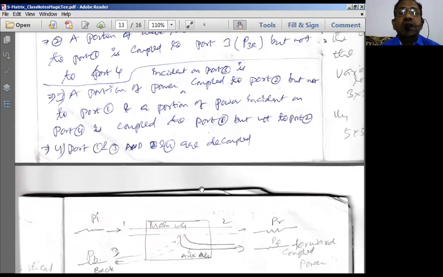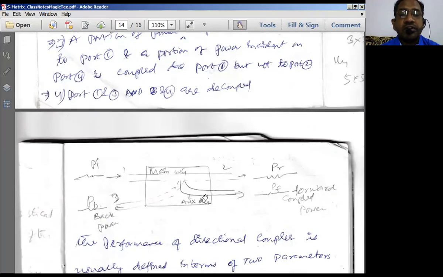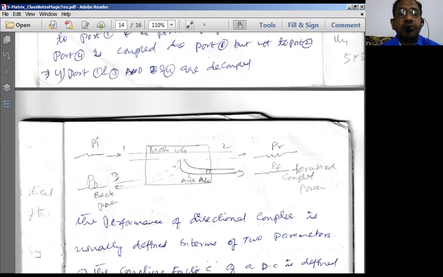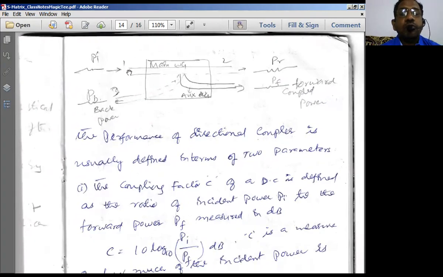That means the reverse signal at port 3 will be equal to 0. But not to port 4. Somehow the signal is coupled to this particular auxiliary port, which is called port 4. The forward coupled power is normally going to get picked up from this port. So a directional coupler is going to be a 4-port device: port 1, port 2, port 3, and port 4. Port 3 is going to be the back port or reverse port, and port 4 is going to be the forward coupled port, known as the auxiliary port.